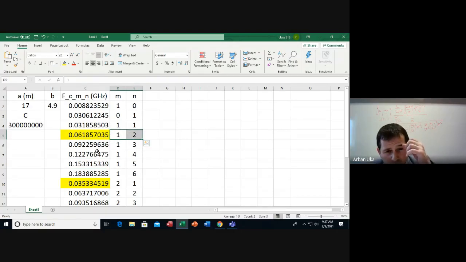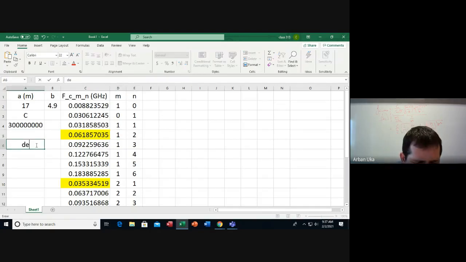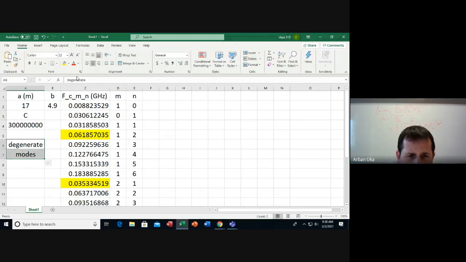Degenerate would be two different modes that have the same cutoff frequency. So these are not degenerate modes; this is not the case. Okay, but now it looks like if we draw a graph of all of these cutoff frequencies as a function of increasing frequency, we can figure out which mode appears next in increasing order. So the reason that we might need to have this is that, wait a second.